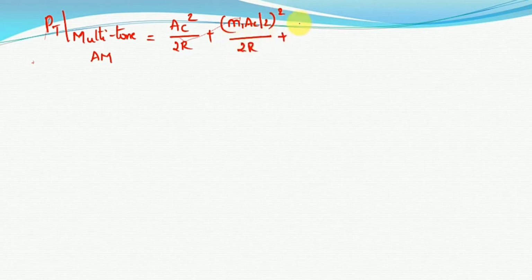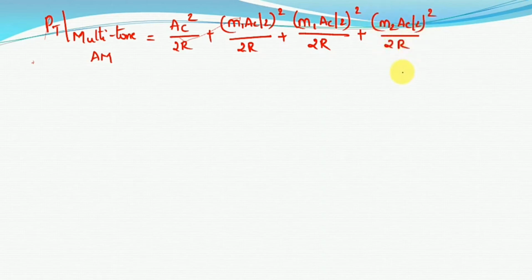The second amplitude is also the same, so it is m1 into AC by 2 whole square by 2R. And the third one is the second sideband, which has an amplitude m2 into AC by 2. So it is m2 into AC by 2 whole square by 2R. And the next one is m2 into AC by 2 whole square by 2R. Now do the simplification, then we will get.